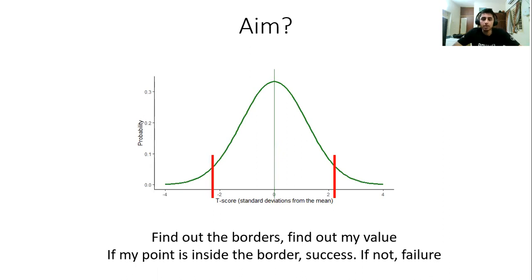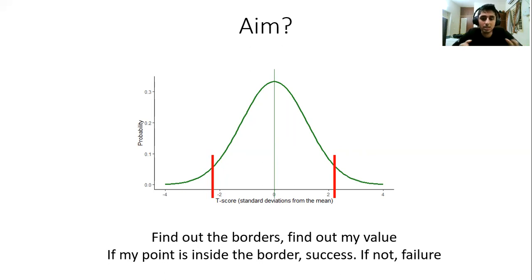What is our aim when we are doing a t-test? This is roughly the most simple way you can say it. You have to find the borders. You have to find our value: what value do I want? And you have to find out if that value lies within the border. If it's within the border, you say that it's a success, I accept it. And if it goes outside the border, then you say that it's a failure, I don't accept it, I reject it. So that is what you aim to do in a t-test.